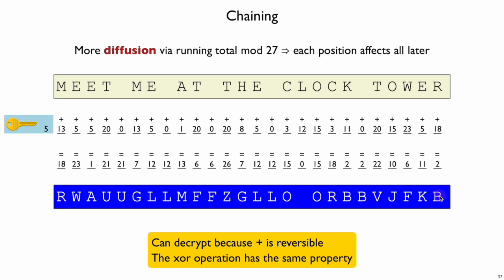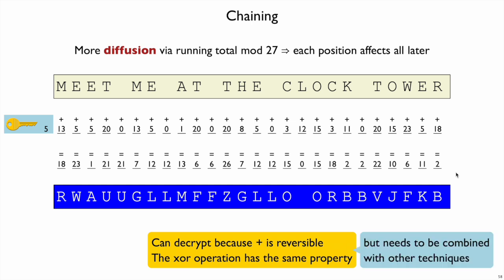If I start from the end here, B at position 2, and I subtract off, that's the opposite of plus, the position of K, which is 11, mod 27, that gets me back to 18, or the original letter. So we're using plus here, and it's reversible by minus. We sometimes similarly use XOR, where XOR is its own reverse, which is convenient in many cases.